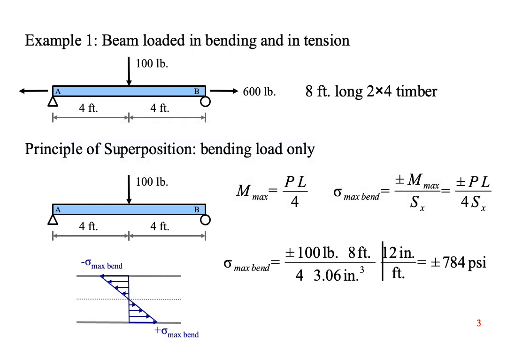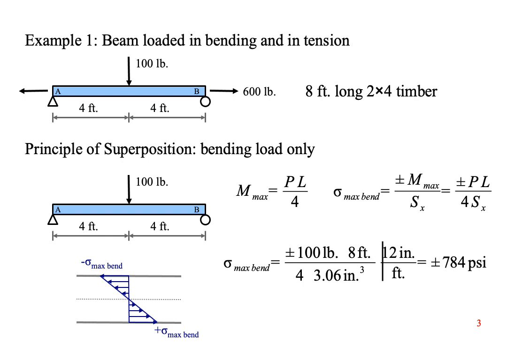Let's consider a beam that's loaded in bending, but it also has an axial tensile load. We'll use a 2x4 timber that's 8 feet long. We can use the principle of superposition to solve this type of problem. First, let's consider the bending stresses only. We have a point load acting at the midspan, so Appendix F tells us that the maximum moment is PL/4. You could instead draw shear and moment diagrams to calculate the maximum moment.